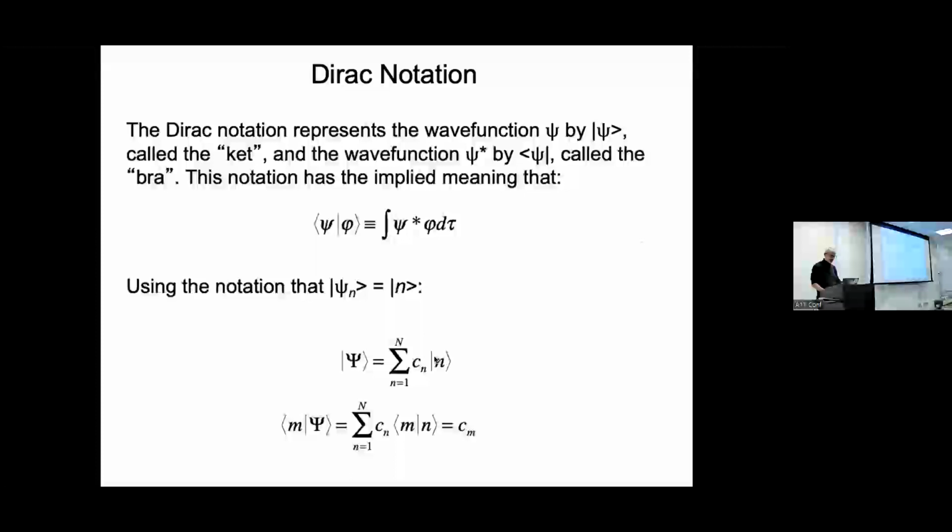He called the wave function that is vertical bracket, angle bracket, the one on the right, the ket, and the complex conjugate is called the bra. So when you put them together, you get a bracket, a bracket.